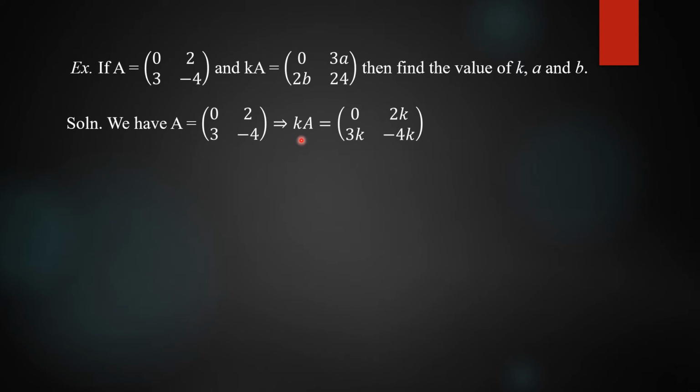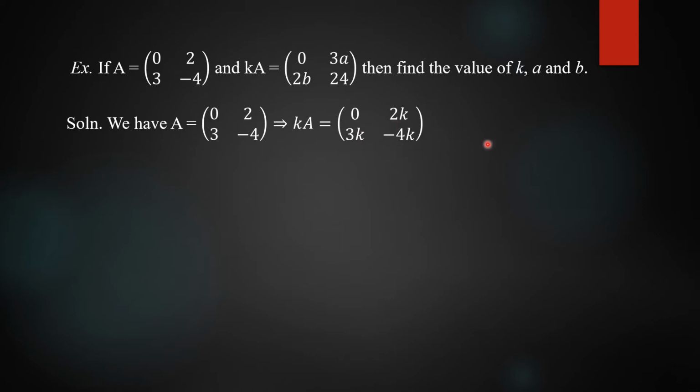So A is this, therefore kA, by the definition just discussed in the previous screen, will be obtained by multiplying every element of this matrix by the number k, that is, k, 2k, 3k, minus 4k. I have written here k, 2k, 3k, minus 4k.